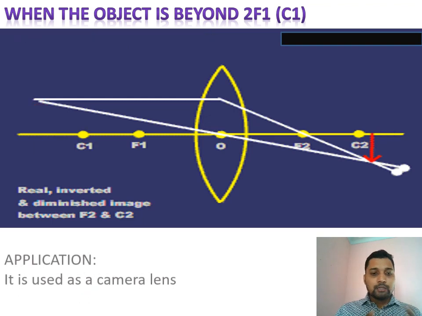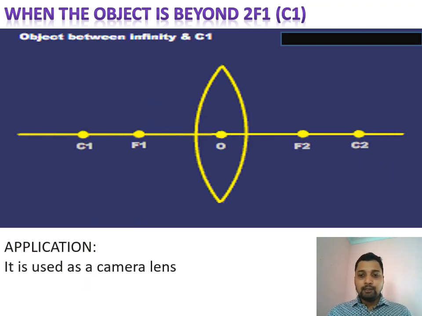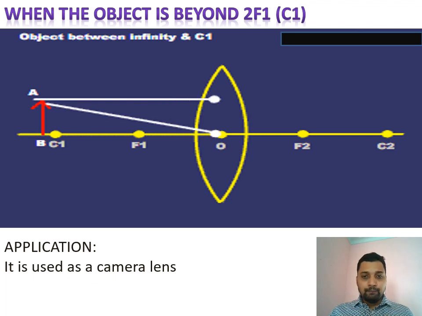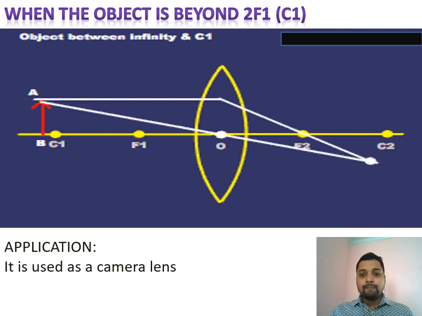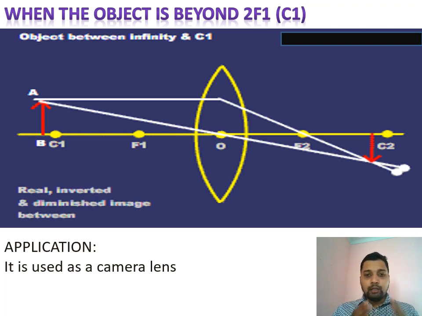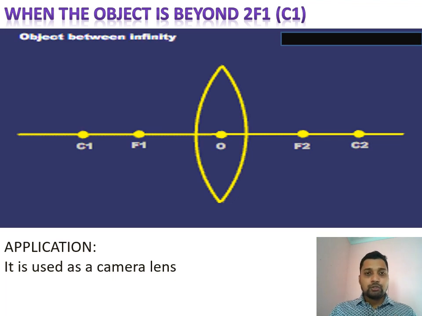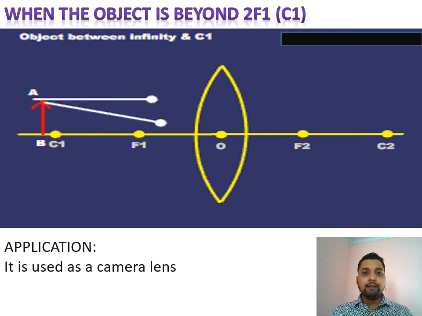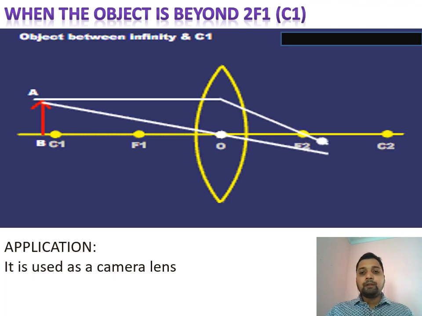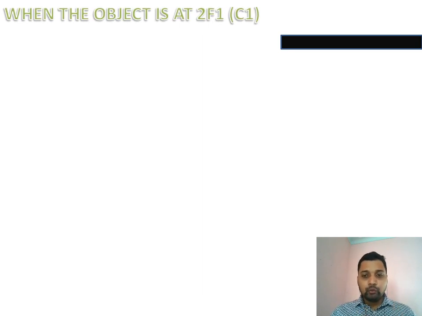Now to the uses of this lens. It is used in a camera, where in the camera lens the image seems to us smaller but the object is bigger. Most of the time a convex lens forms an inverted image, but when we use two lenses, at that time we'll get a straight or erect image. So when the object is between infinity and C1 anywhere, it forms the image between F2 and C2 with the nature real, inverted, diminished.